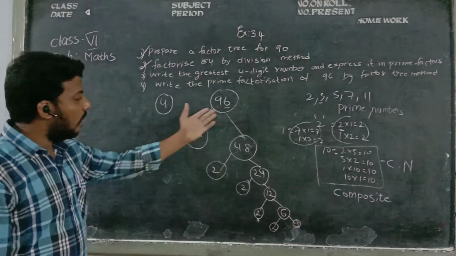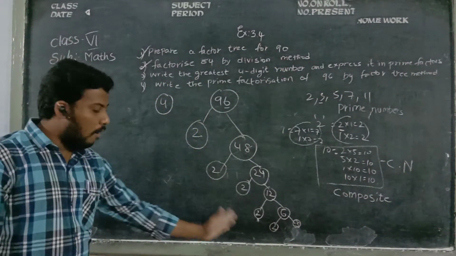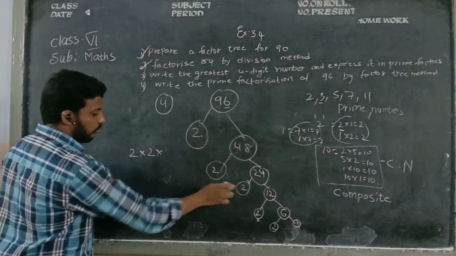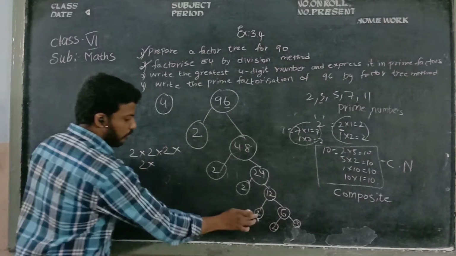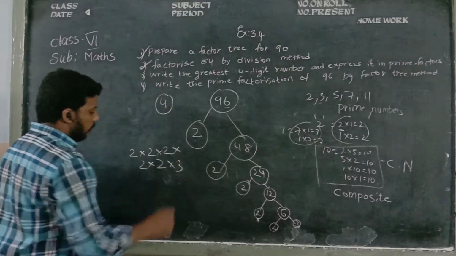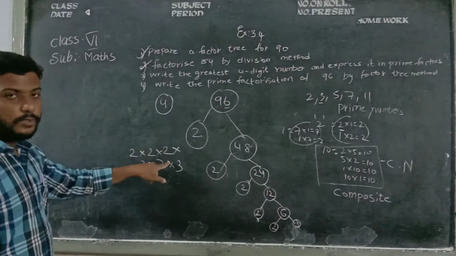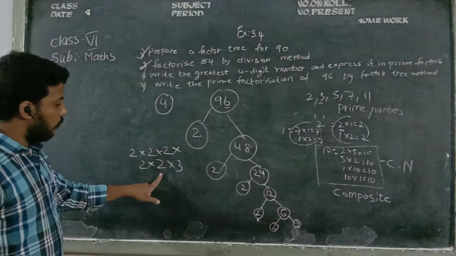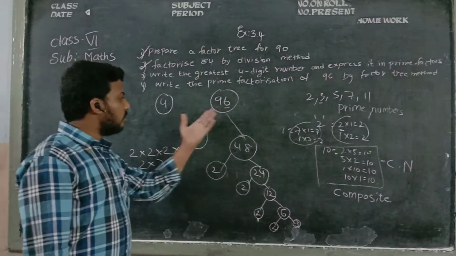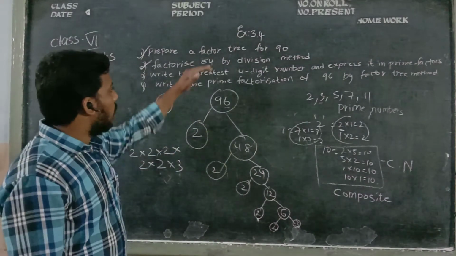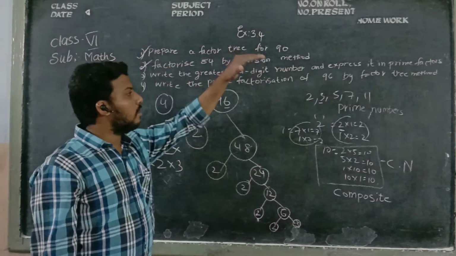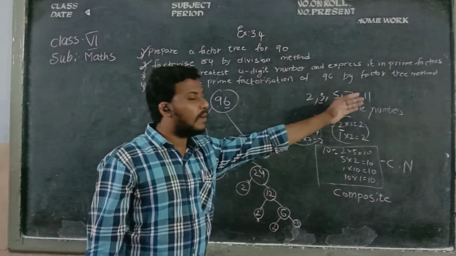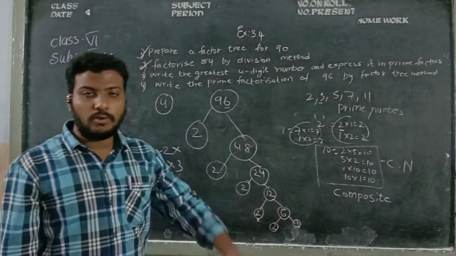So if you want the answer 96, multiply all these factors here. So 2, 2, 2, 2, 2 into 3. 2 2s are 4, 4 2s are 8, 8 2s are 16, 16 2s are 32, 32 3s are how much, children? 96. So these are the concepts of the factor tree method, division method, prime factorization method, and finding the prime factorization.